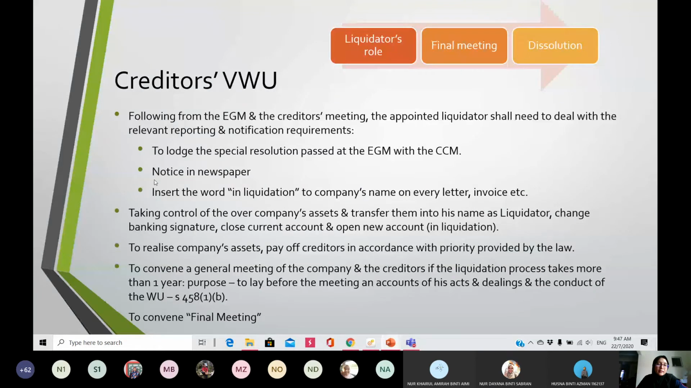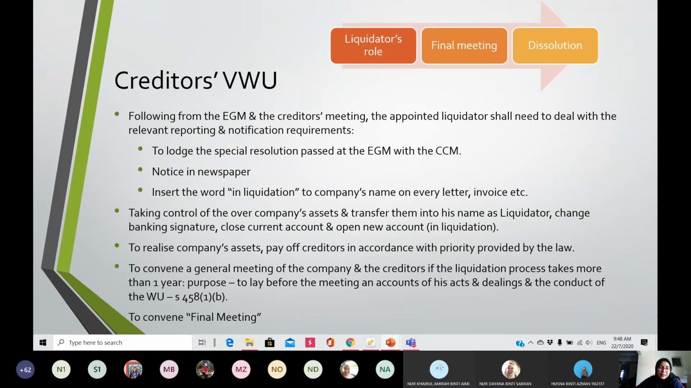Okay, dan kemudian notice in newspaper. Okay, insert the word in liquidation to company's name on every letter or invoice. So any communication made has to communicate ataupun to inform the other party that the company is in liquidation. Sebab tu banyak dalam kes-kes kita nampak the company in liquidation kan. Okay, so that is to make other people aware that the company is in liquidation. So any transaction tu dia tak lama lah, maksudnya dia tak ada commitment further yang boleh buat apart from that transaction.